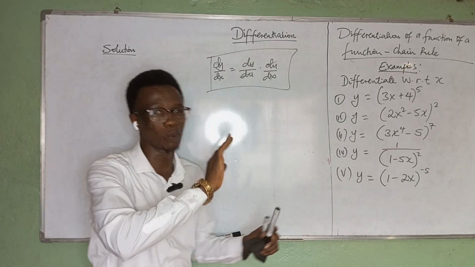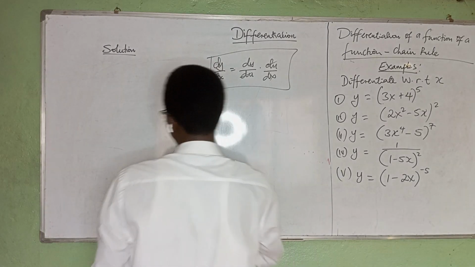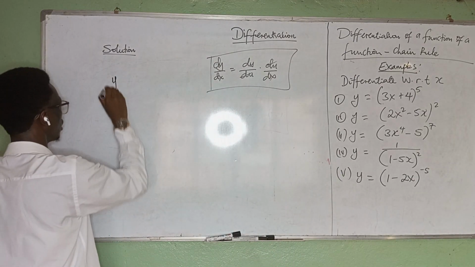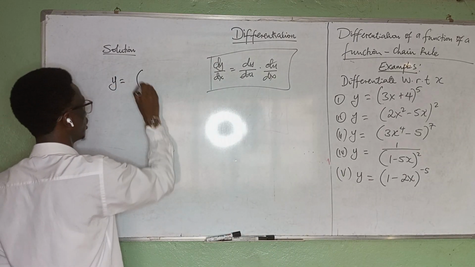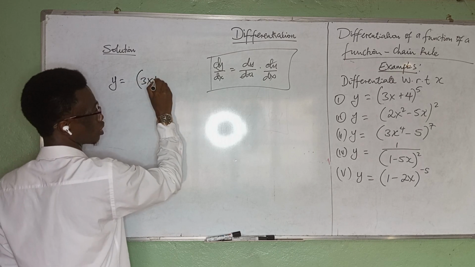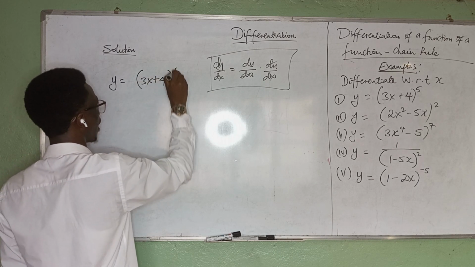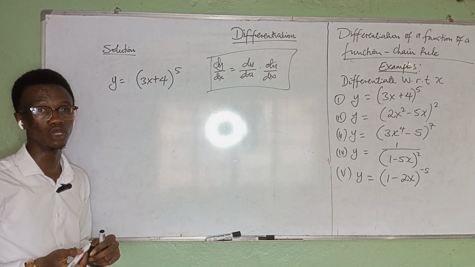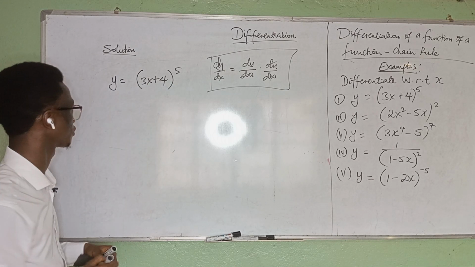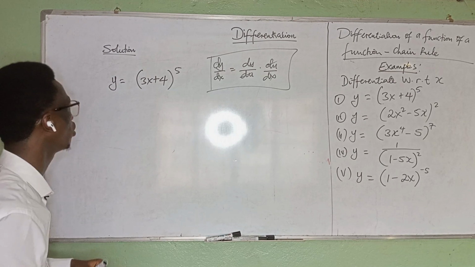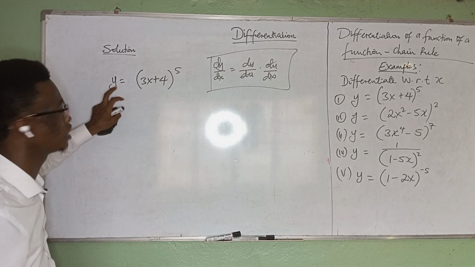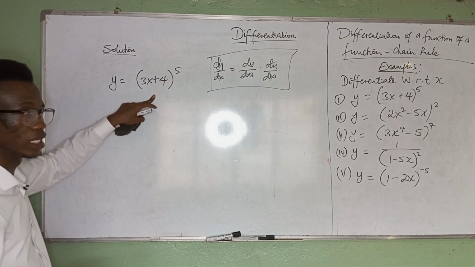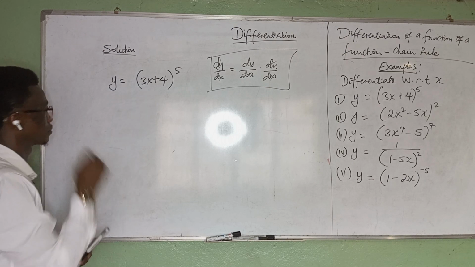So let's look at example 1. Example 1 says y equals 3x plus 4, all raised to the power 5. Now we want to differentiate y with respect to u, so we are differentiating this one with respect to this.